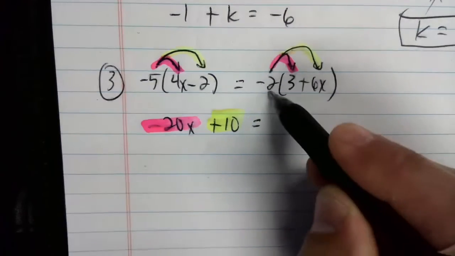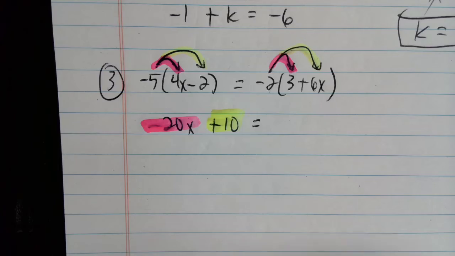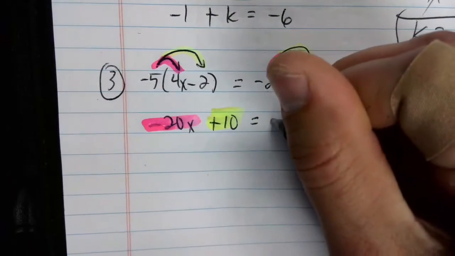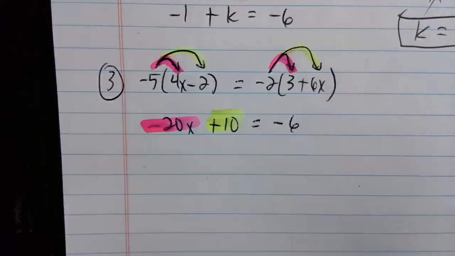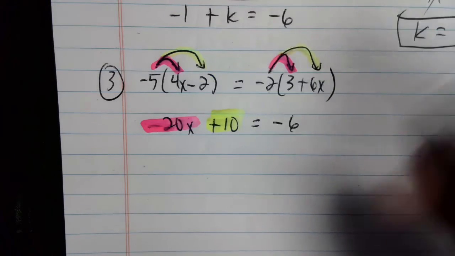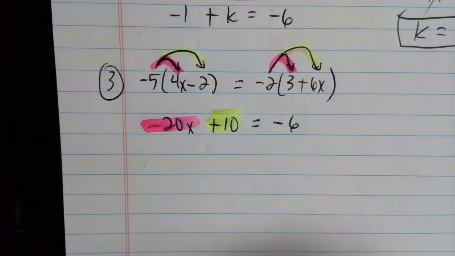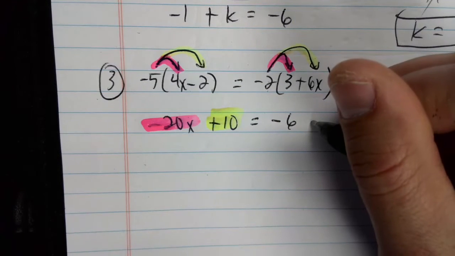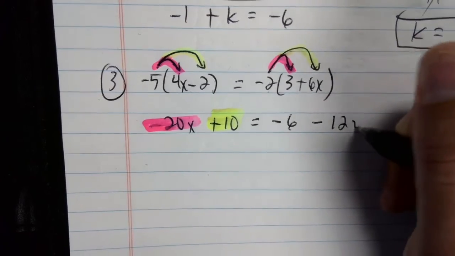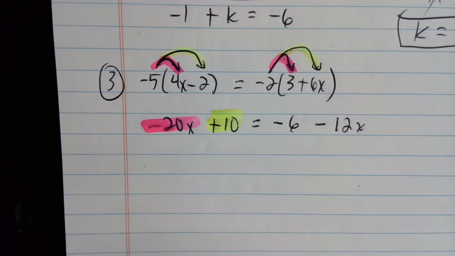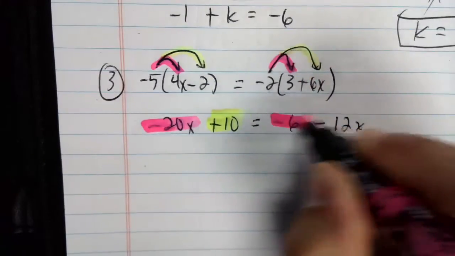So, -2 times 3 is what I mean, Luke. What is that? -6. It's pink. -2 times +6x. What would that be, Nathaniel? -2 times +6. -12x. Okay, we've got to make sure we remember the x just kind of comes along for the ride.